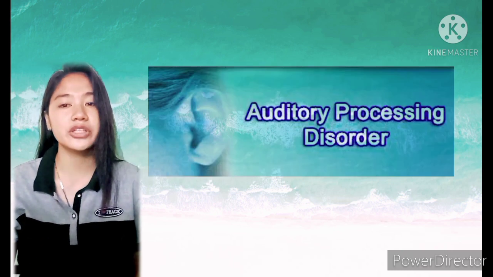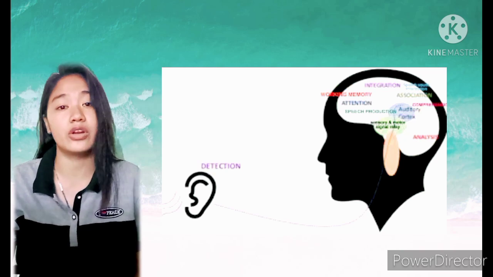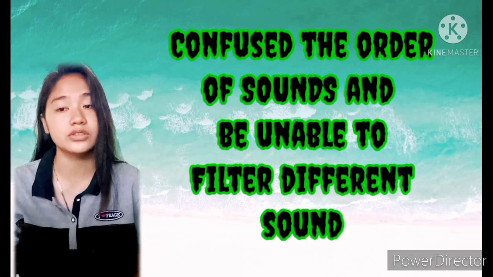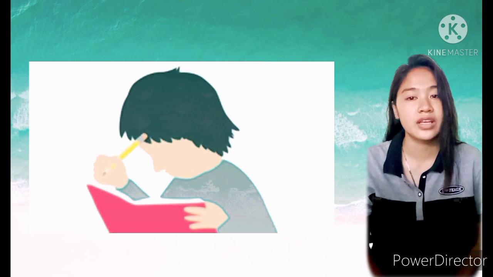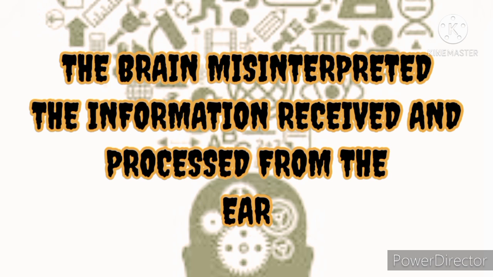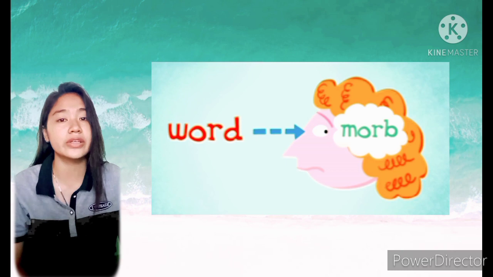The first one is auditory processing disorder. In auditory processing disorder, patients have difficulty processing sounds. Individuals with APD, or auditory processing disorder, may confuse the order of sounds or be unable to filter different sounds, like a teacher's voice versus background noise. So in APD, the brain misinterprets the information received and processed from the ear. For example, the teacher says, "Please raise your hand," and you hear it, "Please raise your plant."